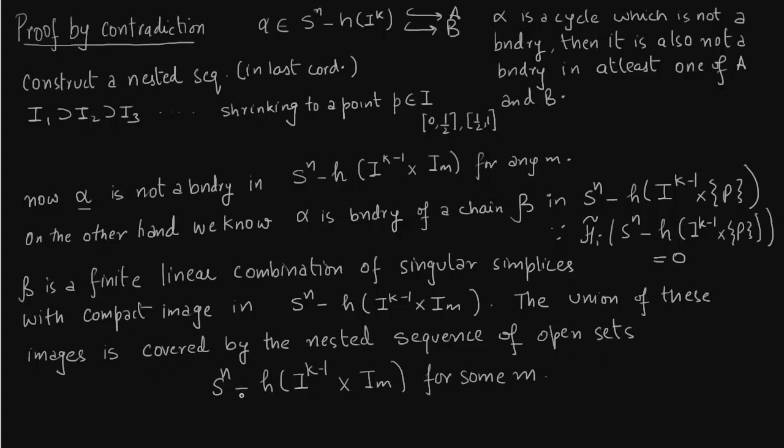So see, first we have written now alpha is not a boundary in Sn minus hik minus 1 times Im, and now we show that alpha is a boundary of a chain beta which lies in Sn minus hik minus 1 times Im, and this is a contradiction. So first we show alpha, that is pretty much it. We say alpha is not a boundary, and then we see that alpha is a boundary of a chain in the same set of interval. And that is pretty much it.